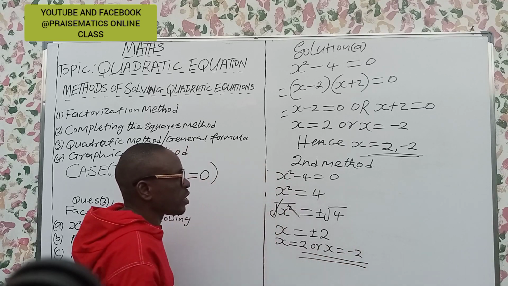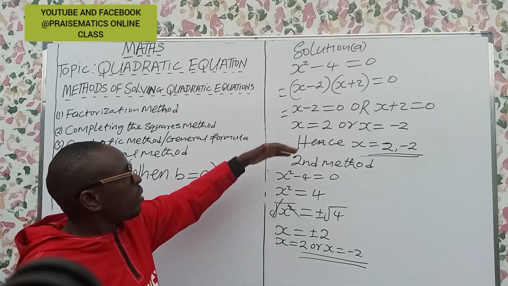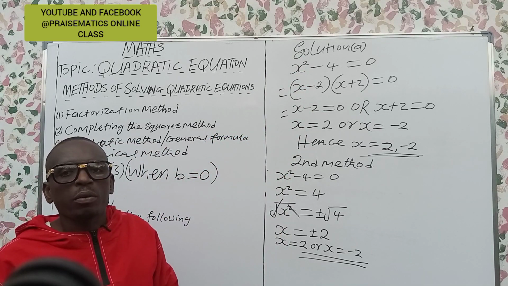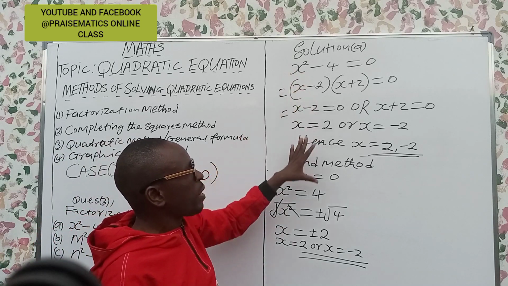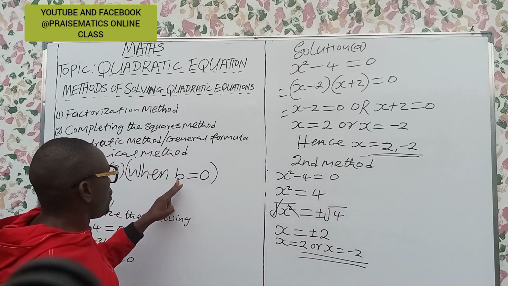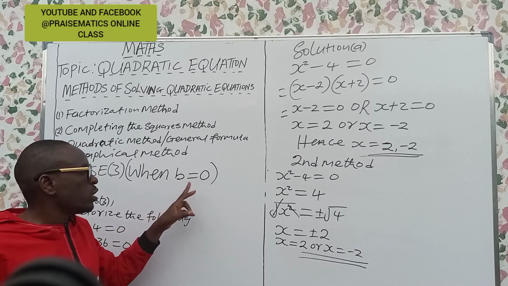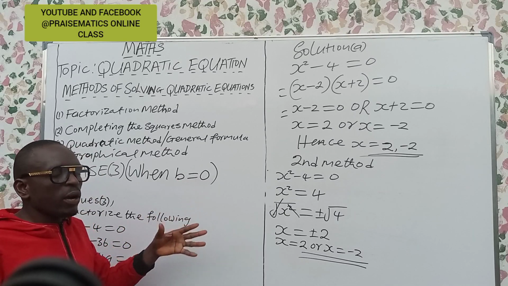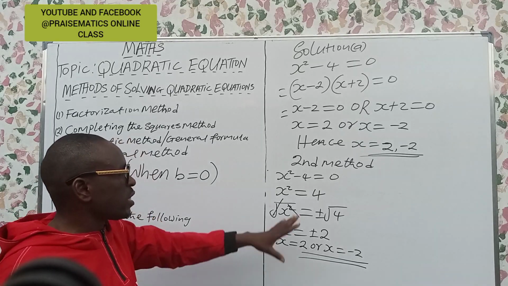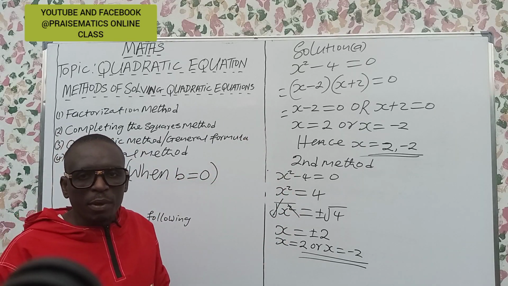So they are the same thing. You need to choose whether you are going to use the first method or the second method. You only apply this method in the case where b from the quadratic equation is equal to 0. In other words, they will give us ax squared and the constant. So that is where you are going to apply this method.